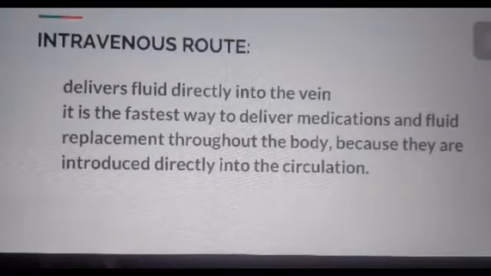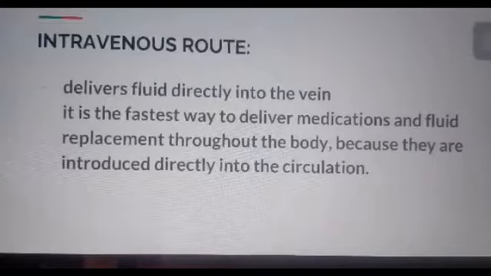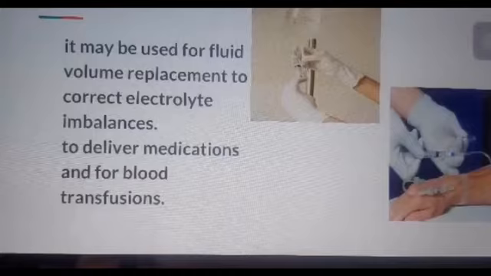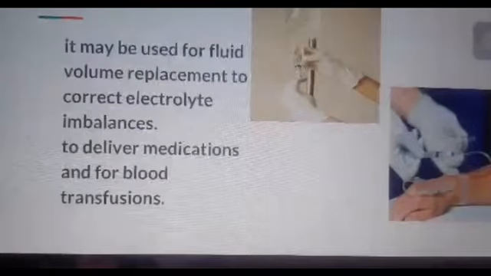So, intravenous route delivers fluid directly into the vein, and it is the fastest way to deliver medication and fluid replacement throughout the body because they are introduced directly into the circulation. It may be used for fluid volume replacement to correct electrolyte imbalances, to deliver medications, and for blood transfusion.